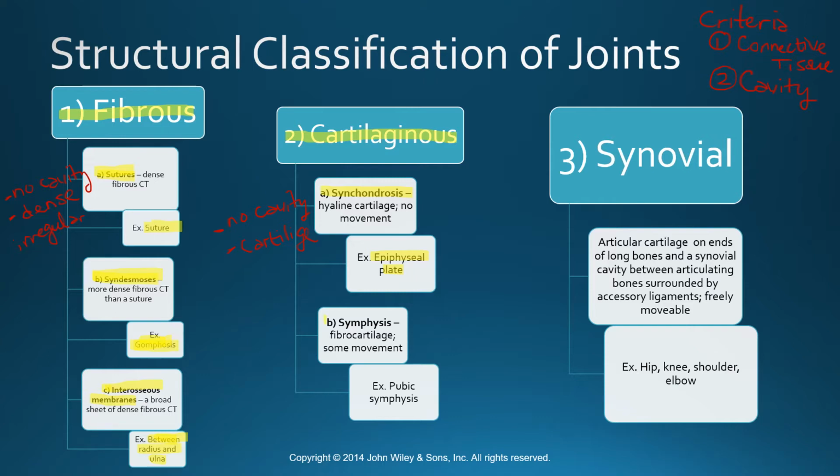And then the second subclassification is symphysis. Remember, that is fibrocartilage, and it does allow for some movement, but it is very minimal. The example is the pubic symphysis.